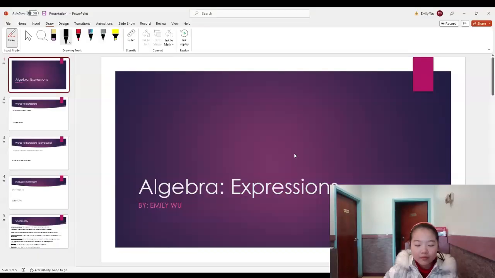Hi, so today we're going to learn about algebra expressions. We also have to solve them, so to do that, let's share my screen. Here's our lesson called algebra expressions, by myself, Emily Wu. Let's get started.